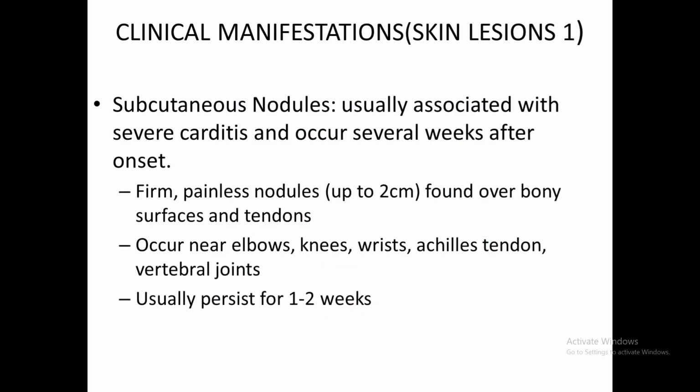Skin lesion: there are 2 types. One is the subcutaneous nodule, rheumatic nodules, associated with severe carditis and occurring several weeks after the onset. It is a firm, painless nodule up to 2 cm found over bony surfaces, tendons, and pressure points. They occur near the elbows or knees, the wrists or the Achilles tendon, and the vertebral joints. It usually persists for 1 to 2 weeks.